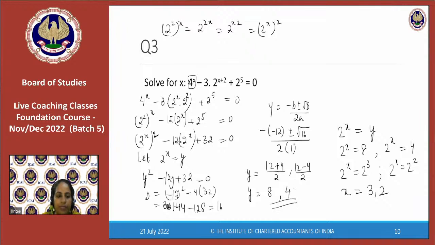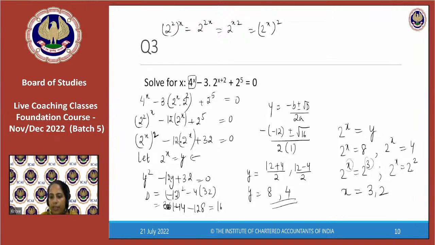Once you get the value of y, the question is not ending here. We need value of x. So y was substituted for 2 raised to power x. I have done that same part. So for 2 raised to power x, I have written the value of y. So then 2 raised to power x, value of y was 8. 8 was 2 cube. So hence x must be equal to 3. When the bases are same, powers are also equal.